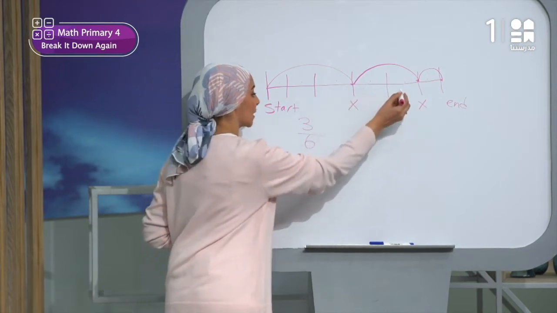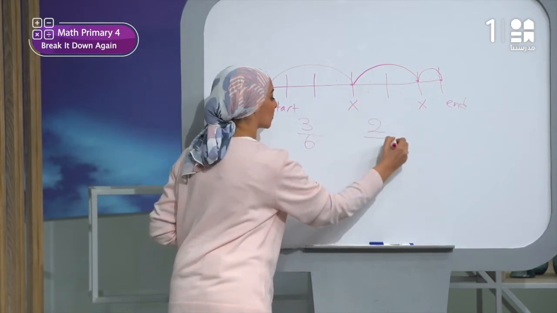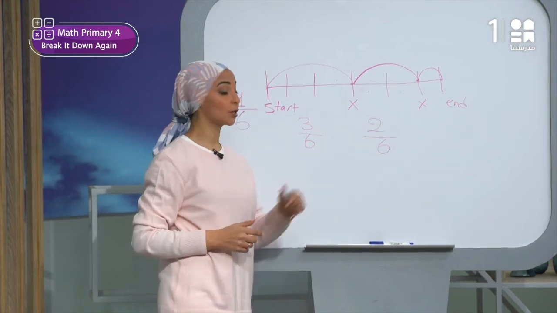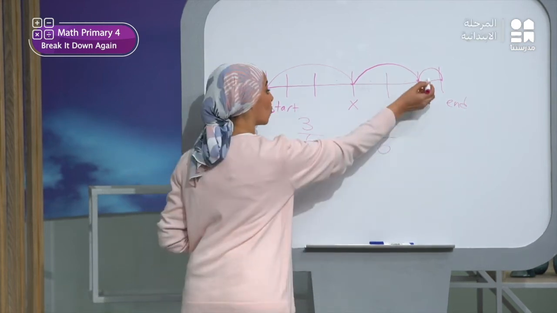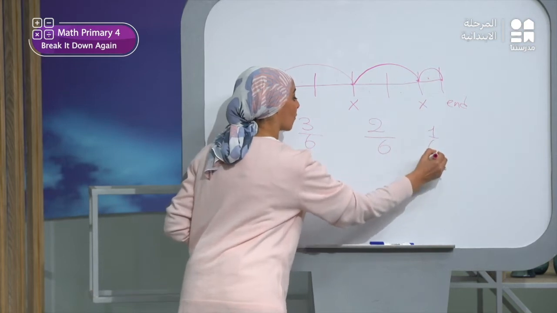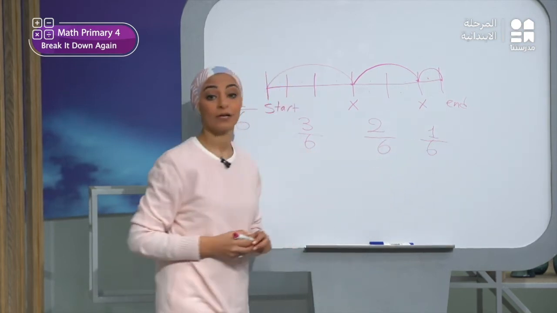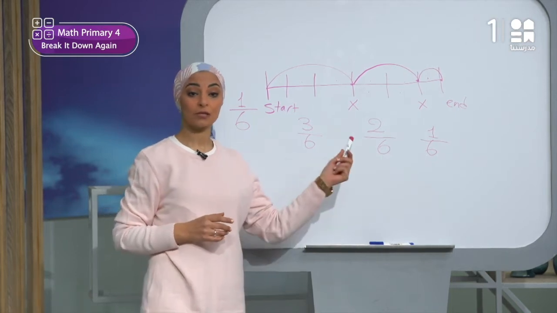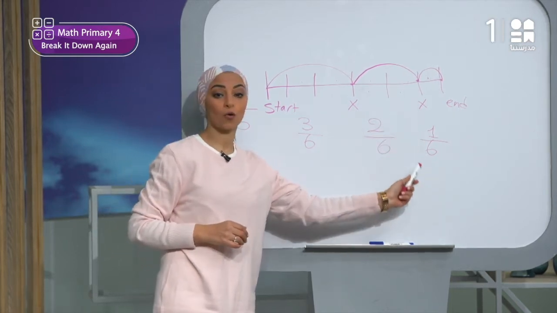As you see here, he ran 2 parts. يبقى الفراكشن بتاعه 2 over 6, right? And what about the third one? The third one ran only 1 part out of 6. يبقى 1 over 6. So the fraction that represents the third one is 1 over 6.